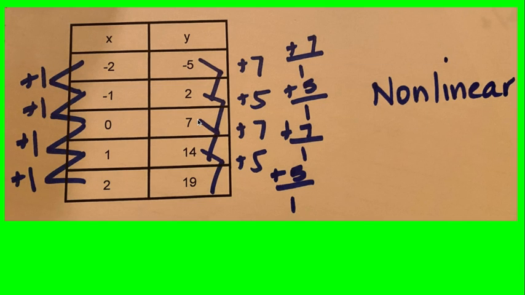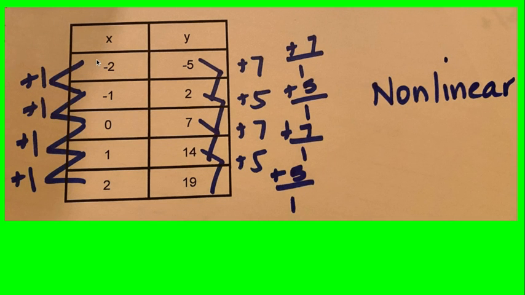And the last one I'm going to take you through. I forgot to label my run and my rise, but you should be doing that. My x column is my run. My y column is my rise. Now find the difference on my y column. From -5 to +2, I increase by 7. From 2 to 7, I increase by 5. From 7 to 14, I increase by 7. From 14 to 19, I increase by 5.